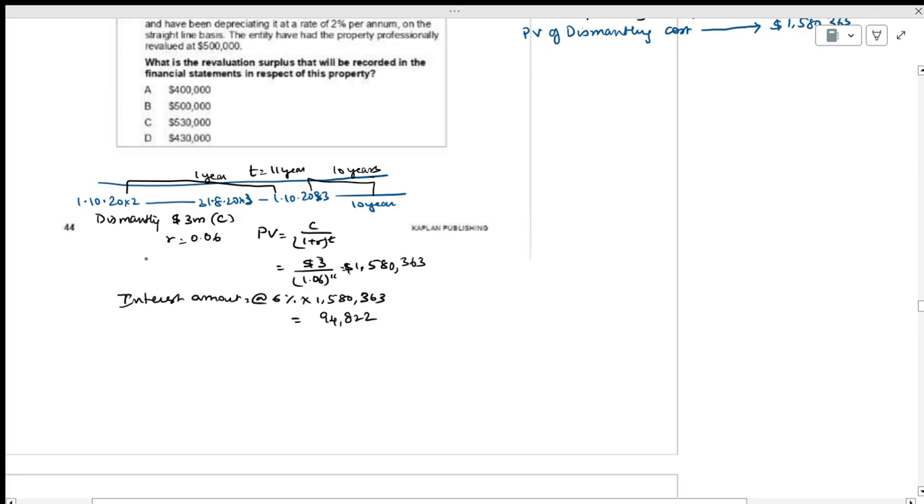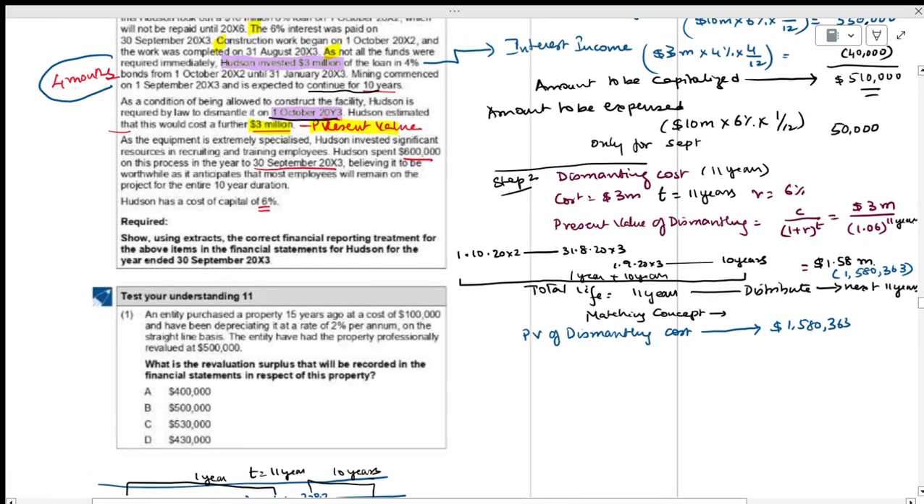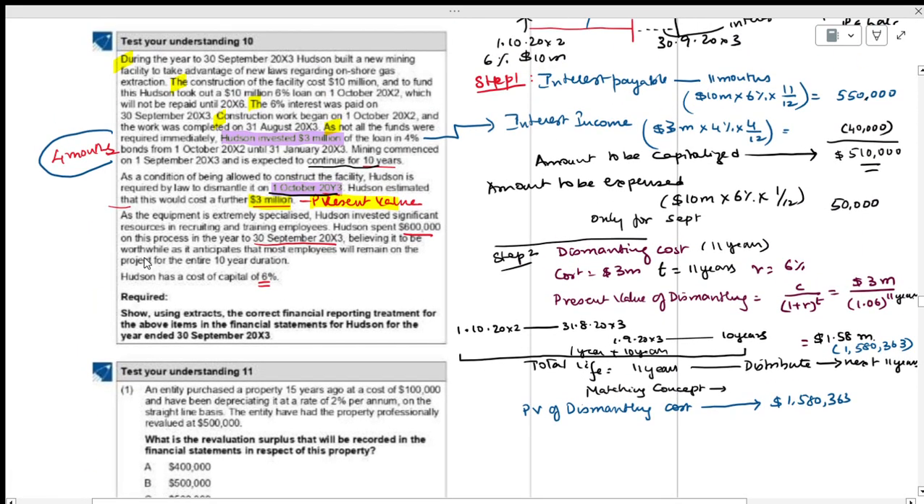Are you clear about this? Now what is happening? Three things are there. Are you clear about this? Yes. Okay. Now, step 1, what we have done, again I am telling you. Step 1, we have taken interest payable and interest income. We have taken the amount to be capitalized and amount to be shown in the profit and loss account. These are two different things.